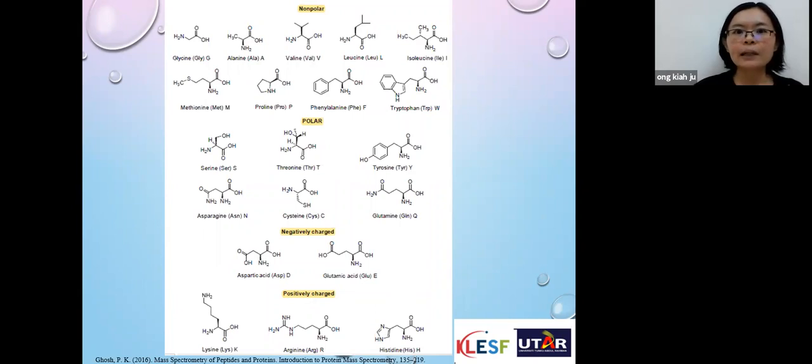Some of the R groups are polar, that means they can dissolve in water. Some of the R groups are non-polar, that means they cannot dissolve in water. Some of the R groups are negatively charged, while some of them are positively charged. So there are different types of R group with different kinds of properties. For those who don't have a biochemistry background, don't worry. If you have no idea about all these structures, I will try to simplify it for all of you.